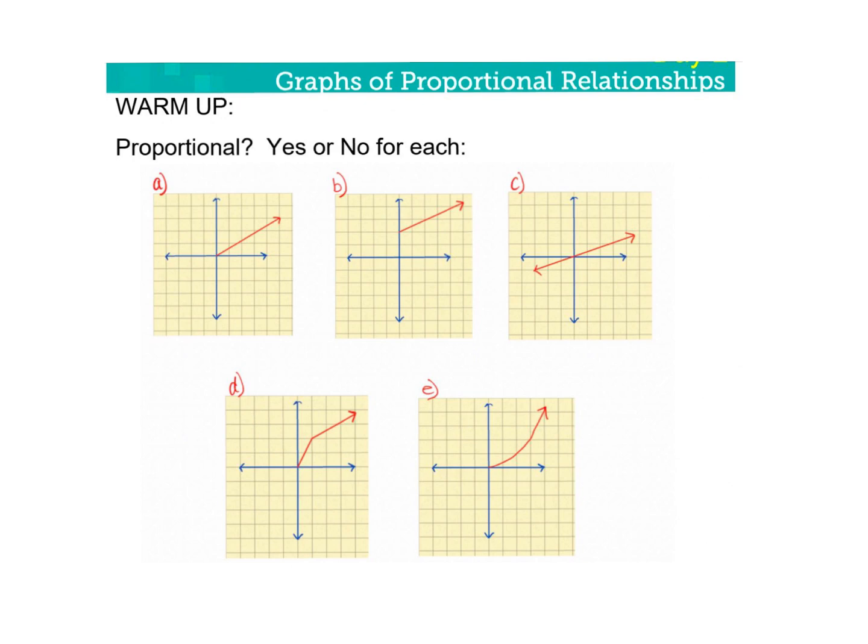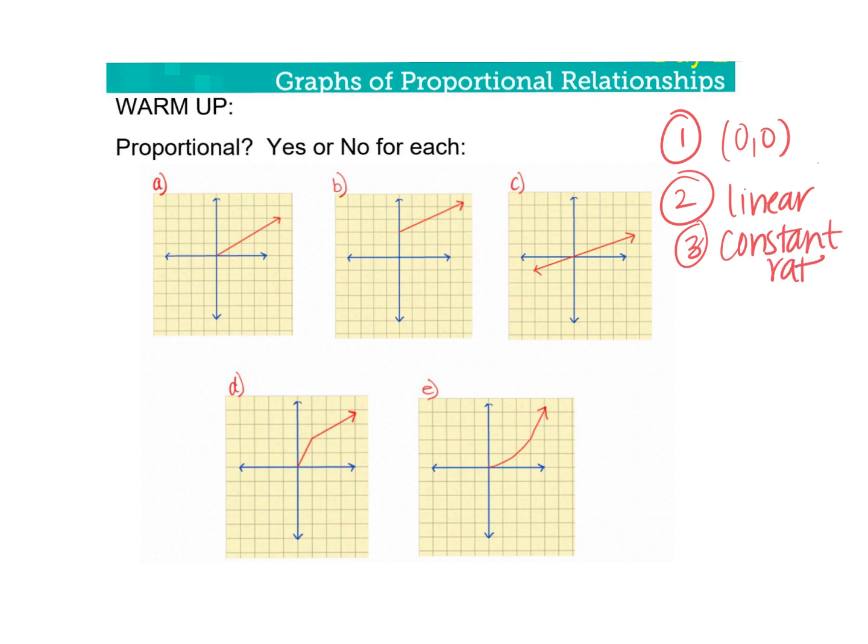All right, so remember, for a graph to be proportional, it has to be a couple things. It needs to go through the origin, so it has to go through 0, 0. Second thing, it needs to be linear or a straight line and have a constant rate, which connects to that anyway. So those things need to be the case.